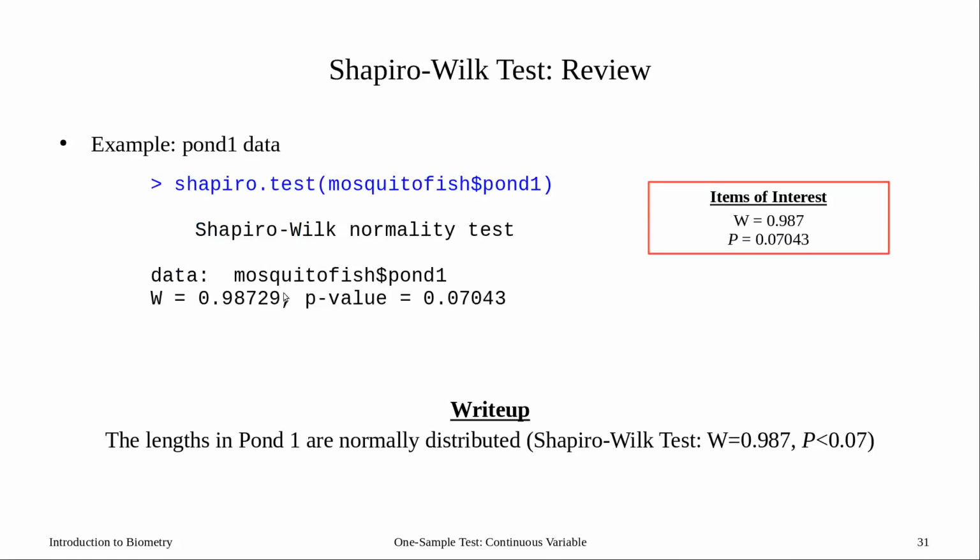So just as an example, here's our Shapiro test for pond 1. Here's our output. As we're talking about reporting data, we're going to report our conclusion, our test, the test statistic, and p-value. And in this case, we don't have degrees of freedom. So for a write-up, we can say the lengths in pond 1 are normally distributed, Shapiro-Wilks test, W is 0.987, p-value is less than 0.07. Recall, this is the one time that I recommend that you can go to 3 decimal places for a test statistic.